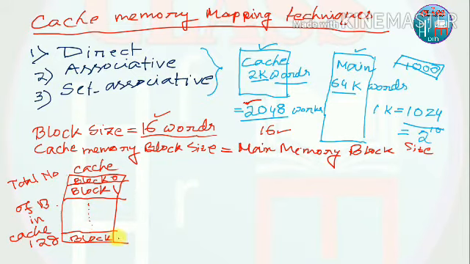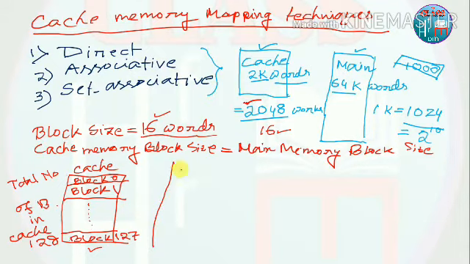The last block will be 1 to 7. So block 1 to 7. So this is the cache memory. Cache memory will be divided into a total of 1 to 8 number of blocks. Clear?